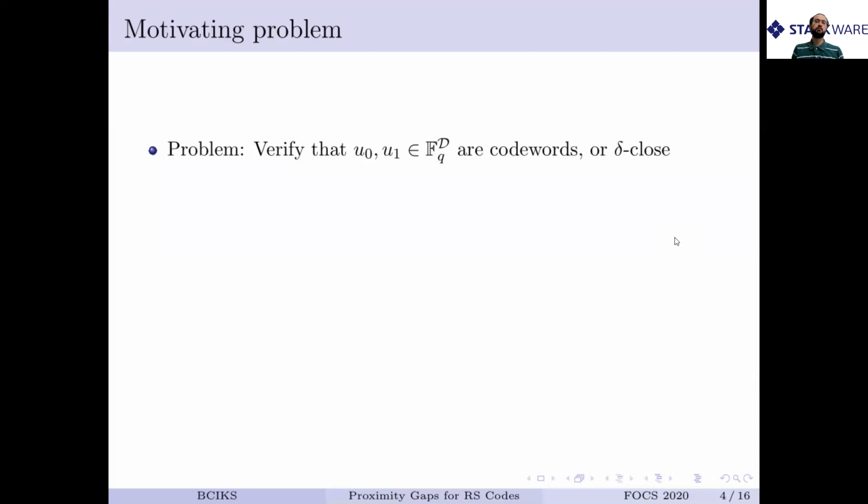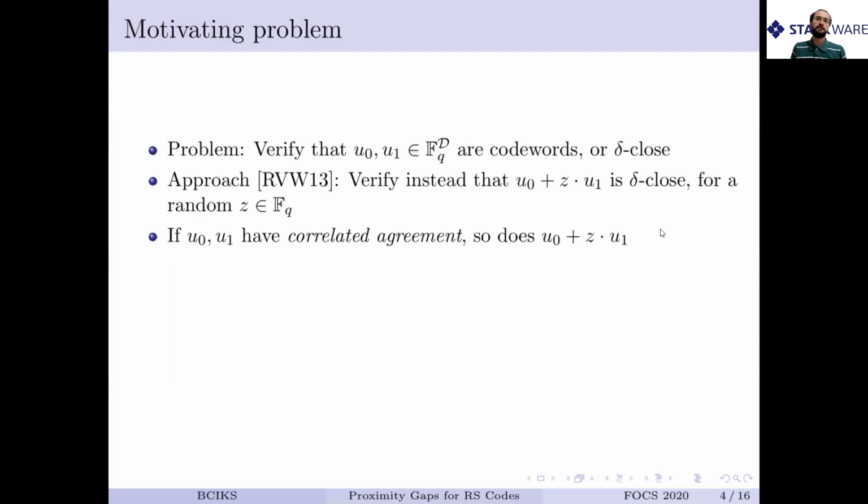Our main motivating problem is to verify that two words U0 and U1 are simultaneously close to the code, or that they are simultaneously delta close to the code. And we want to do this in a way that is more efficient than checking each of them separately. An idea by Berlekamp, Welch, and Decoders is to verify instead that a random linear combination of the two words is delta close to the code.